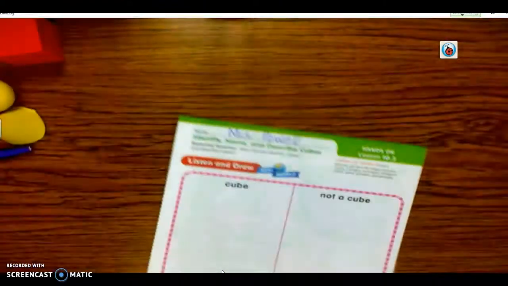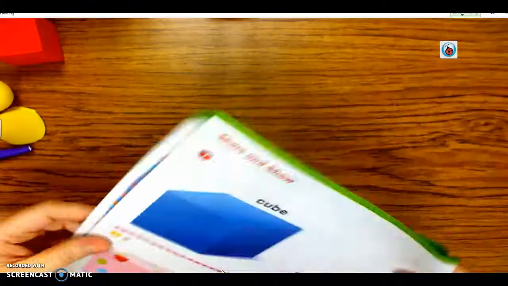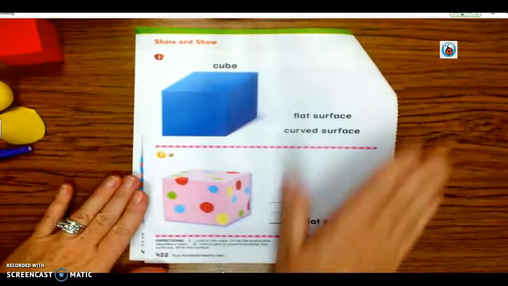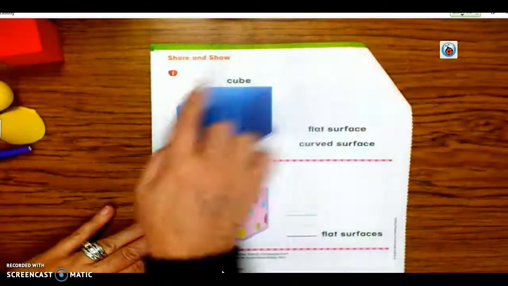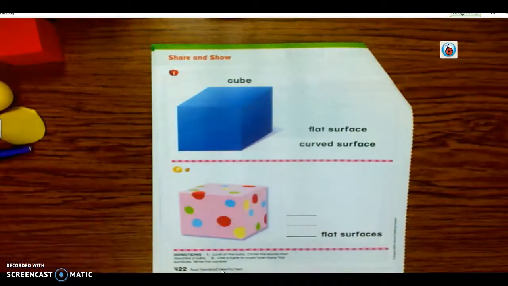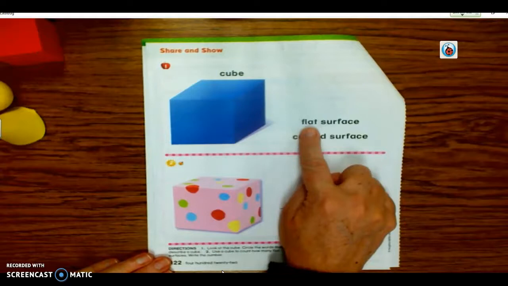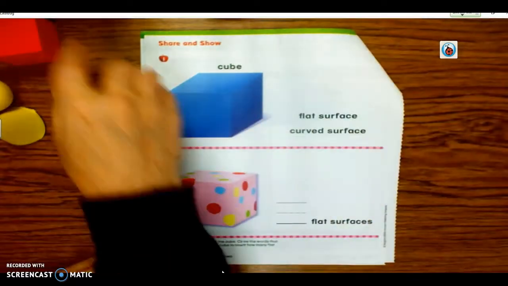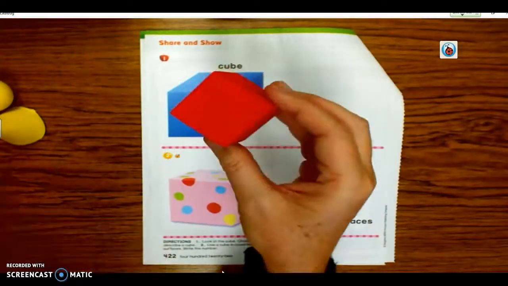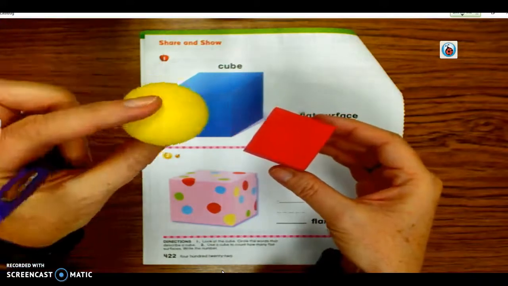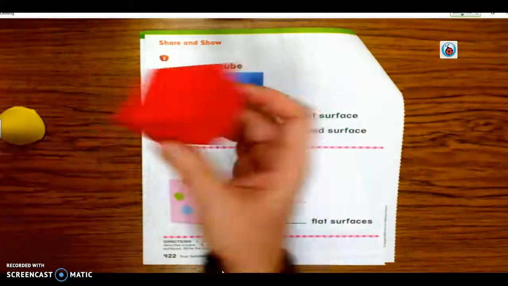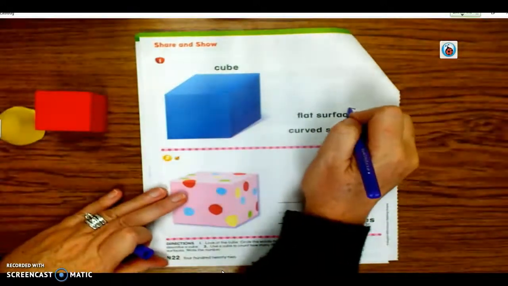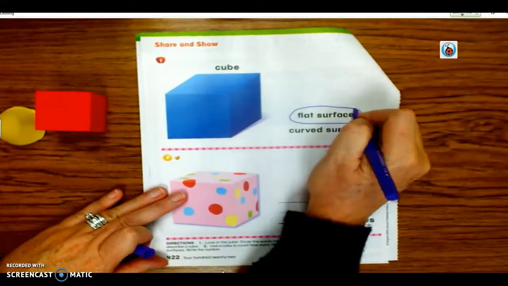All right, let's turn our page over. Talk about some cubes. When you put your finger up there by the red apple, you see the cube. It says, look at the cube. Circle the words that describe a cube. This phrase says flat surface. This says curved surface. So think about our cube. Is it curved like a sphere? No, it has flat surfaces. So we're going to circle the words flat surface.